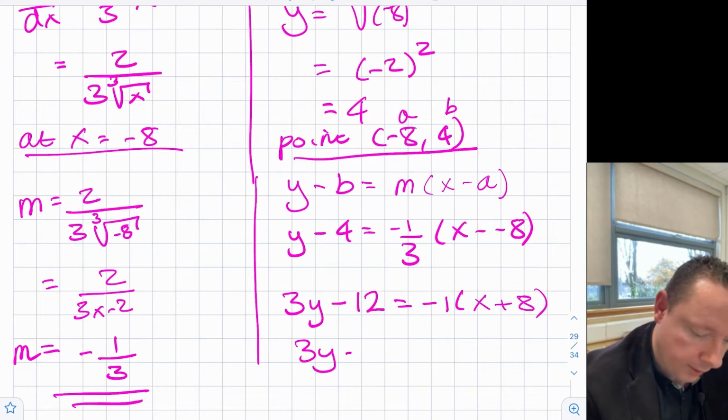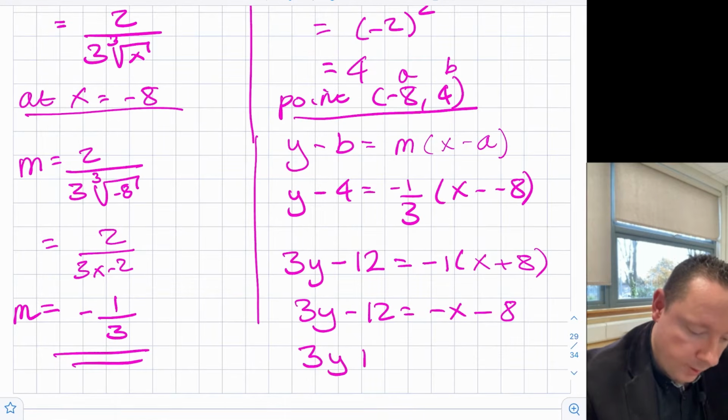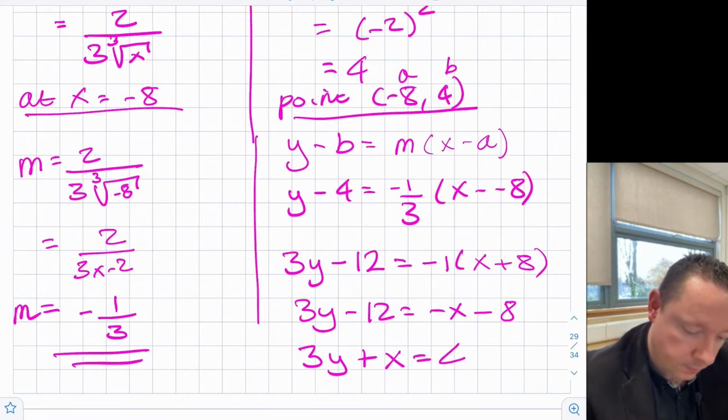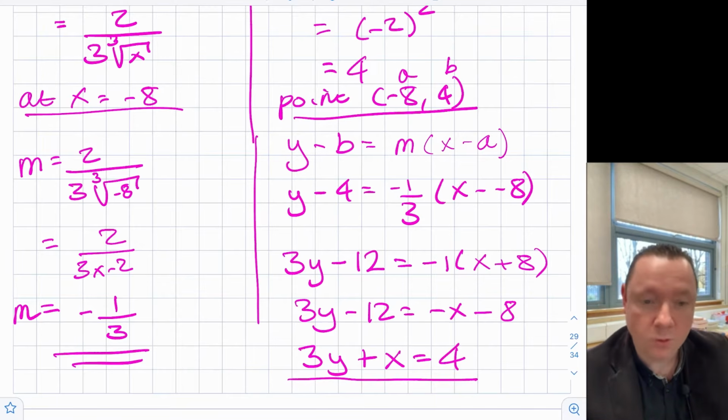Or 3y minus 12 is minus x, take away 8... so 3y plus x equals, taking the minus 12 across, 12 take away 8 is 4. That's one way you could leave it, or you could leave it as y equals minus 1/3 x plus 4/3 as well, if you just kept it as a fraction.